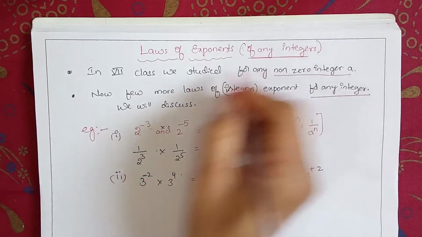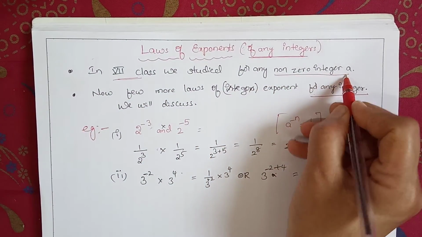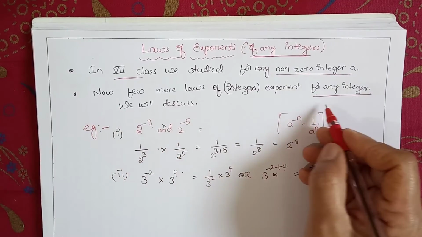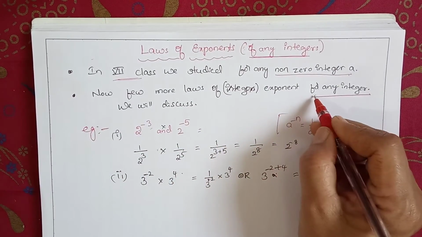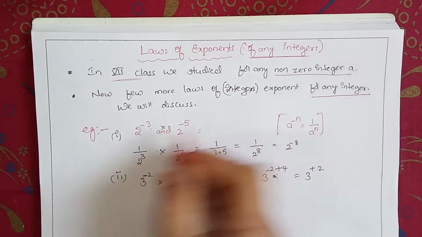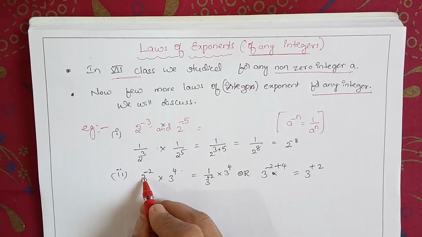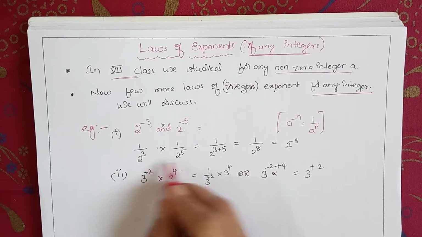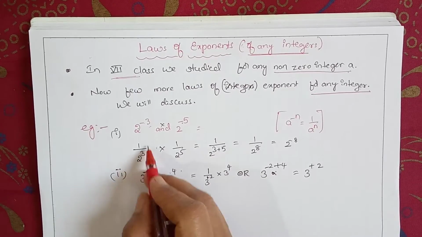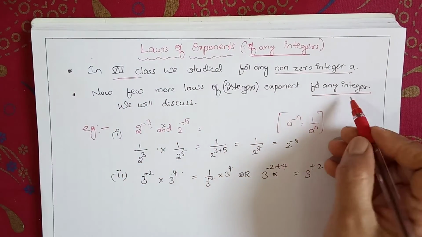In class 7, we discussed non-zero integer exponents, and in class 8 I am going to explain a few more laws of exponents for any integer. Sometimes both powers are negative, or sometimes one is a negative power and one is a positive power. So now, a few more laws of exponents for any integer.